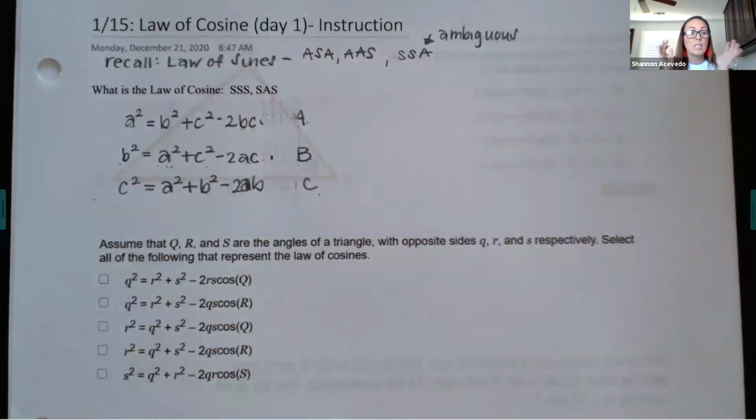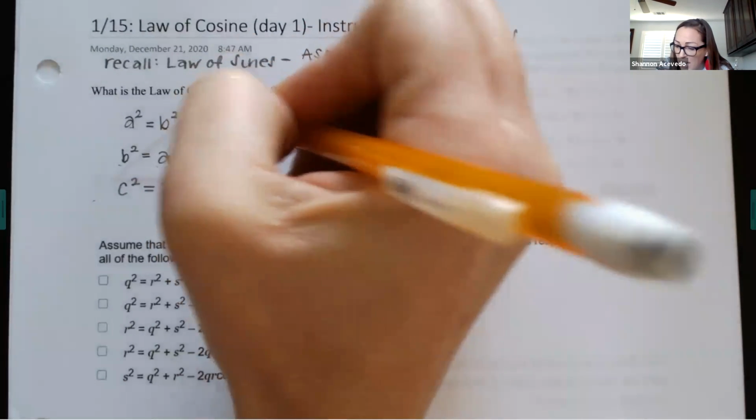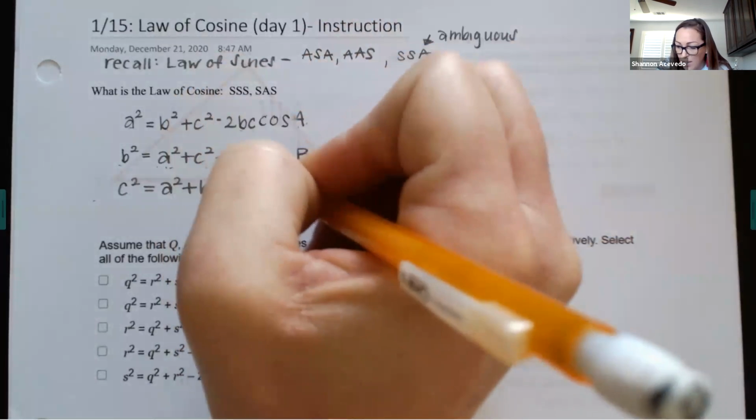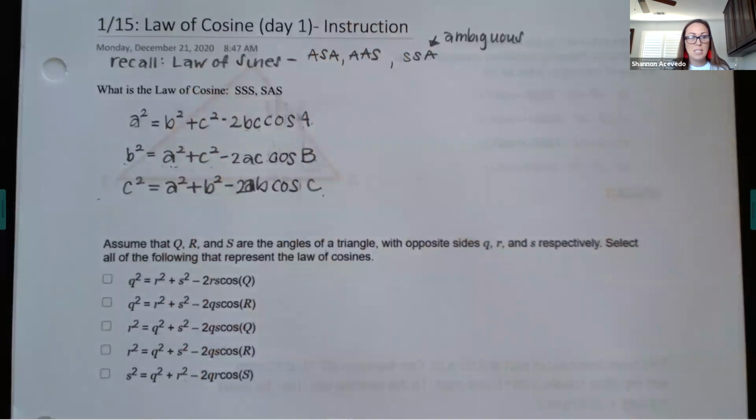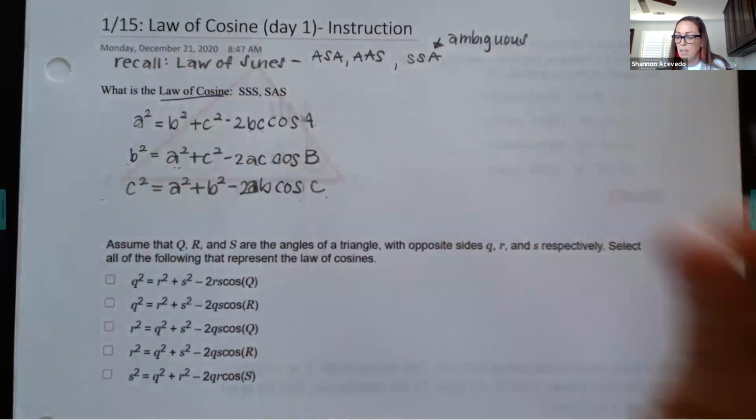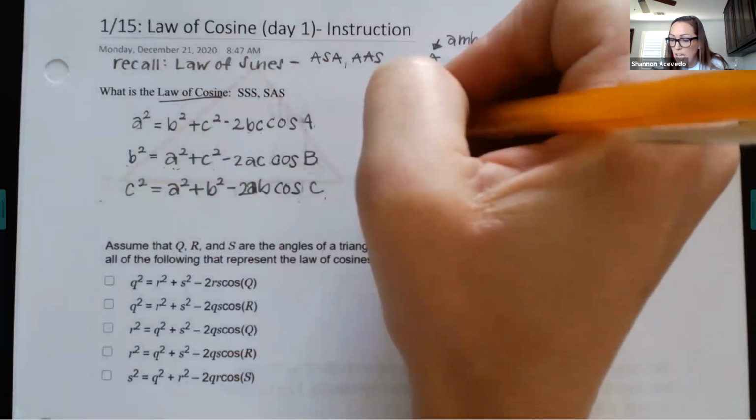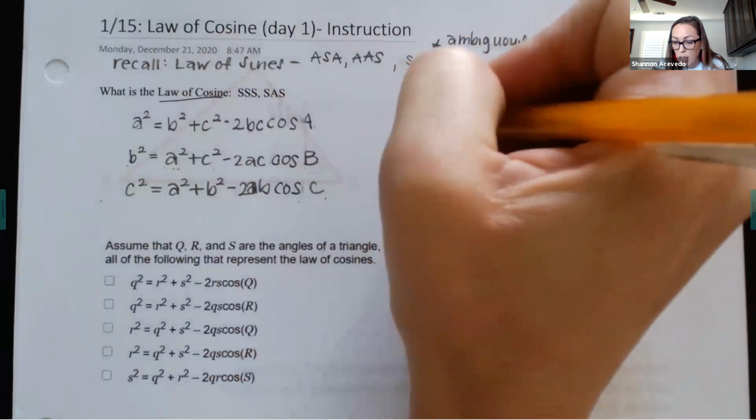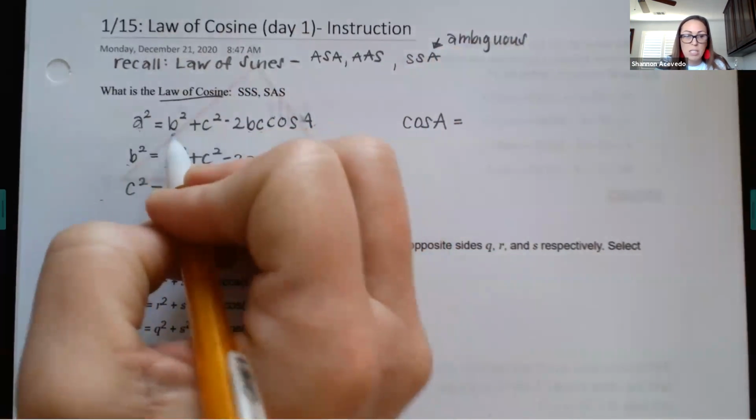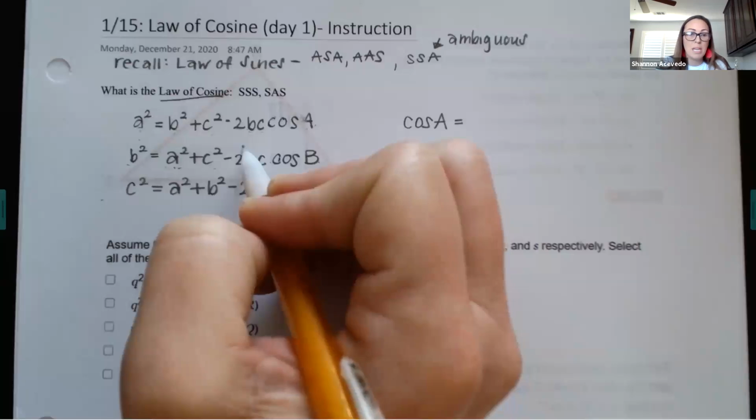Don't make that mistake. That's probably one of the biggest mistakes I see you guys make, is you write in sine, so you solve it using sine. These are all cosine. We're working on the law of cosine. Cosine. Don't make that mistake in your work. It is cosine. This is law of cosine. So these are all cosine. So if I want to solve for my angle, I would do cosine of A is equal to, and I could subtract over my b squared and my c squared, and then I would divide by my negative 2bc.